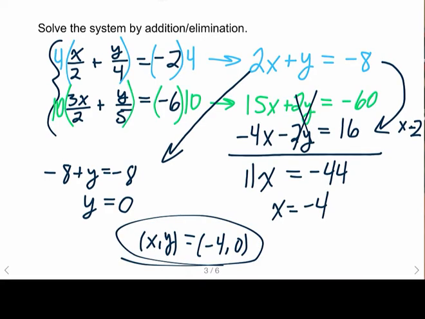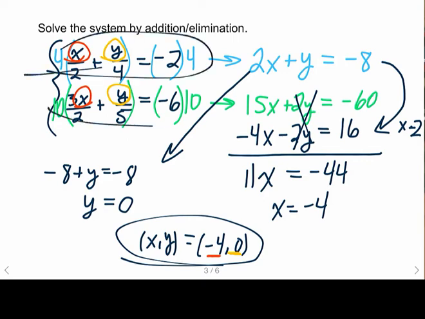Of course, if we wanted to check this solution, make sure that we have a correct answer, what we would do is put negative 4 in place of x in the original equations, both of them. And then we would put 0 in place of y into both original equations. And the reason I say original equations is when we multiplied the first one by 4, we could have made a mistake. And then what I would want to make sure is that after simplifying, I end up with a true statement for both equations. Remember, this is where x and y match for both equations, and so the point should check for both equations.